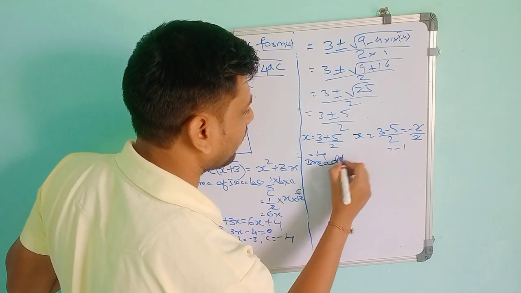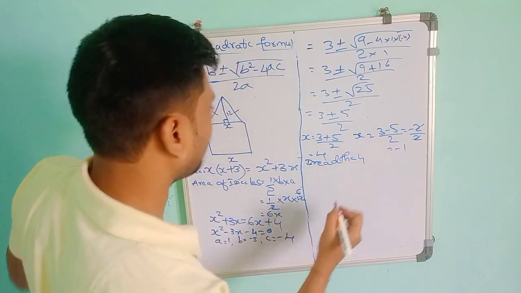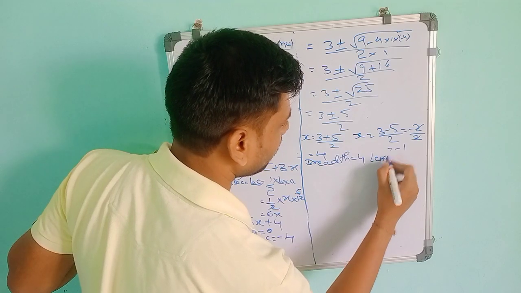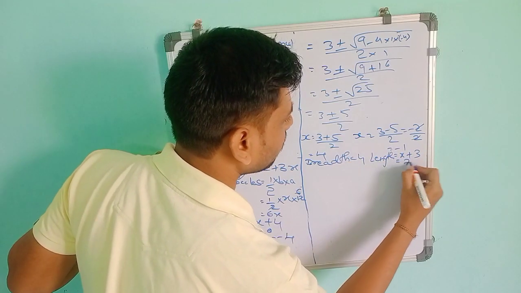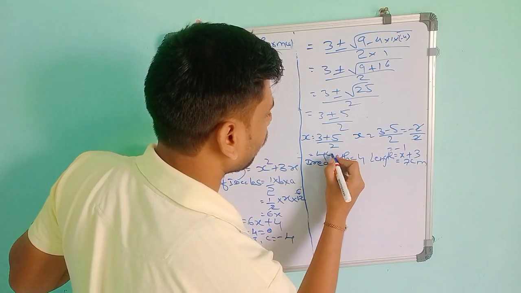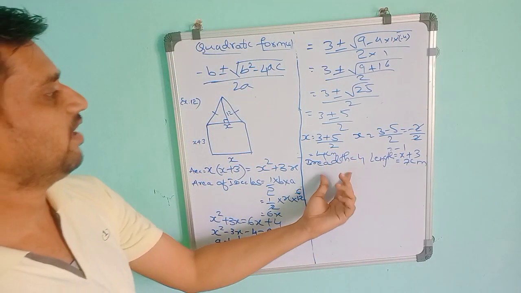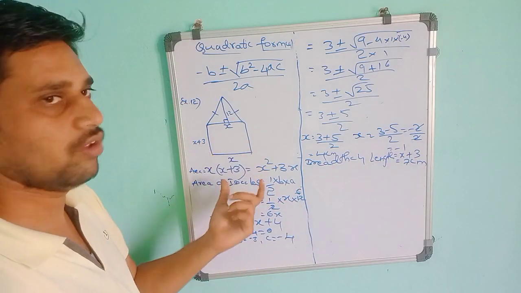They ask me for the breadth and length. Breadth is equal to 4. Length is x plus 3. X plus 3 is nothing but, x is 4, 4 plus 3, 7 centimeter. So 4 is the breadth and 7 is the length of this rectangular part.